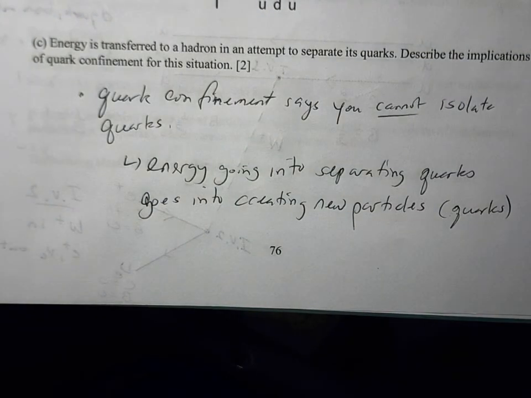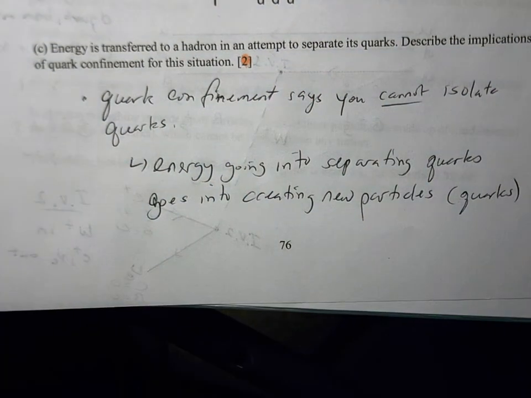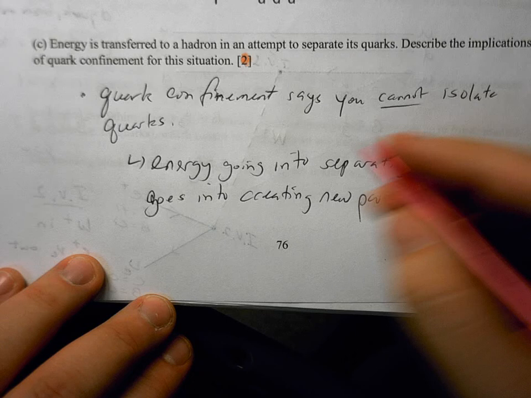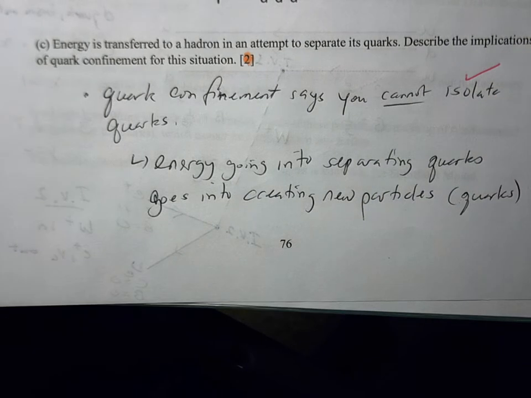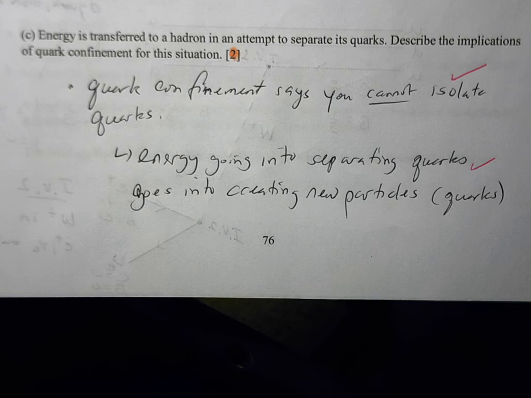So the big key on an IB exam, especially if it's a written question, not so much a calculation but more of a written theory, take a look at how many marks it's worth. In this case, this question is worth 2 marks. They're looking for 2 distinct points, because you're going to get a mark for each of these points. You're going to get a mark for telling what quark confinement is, and you're going to get another mark for explaining what is happening in quark confinement. When we put that energy in to separate them, we're actually creating new particles instead of separating quarks.